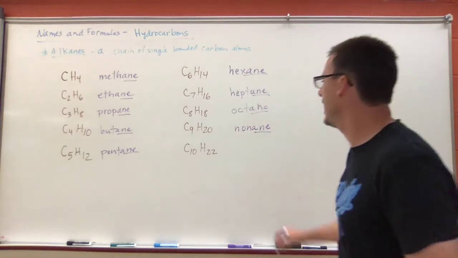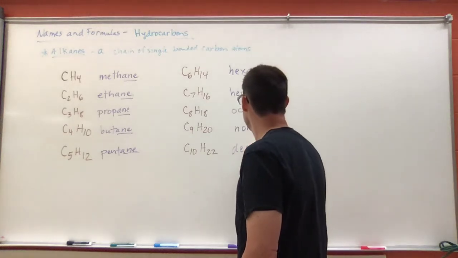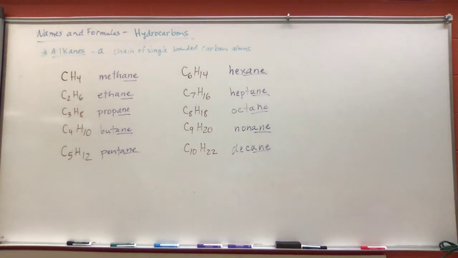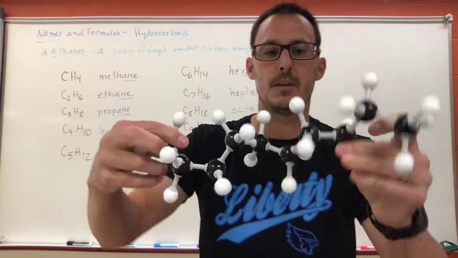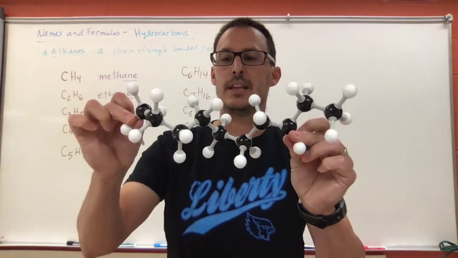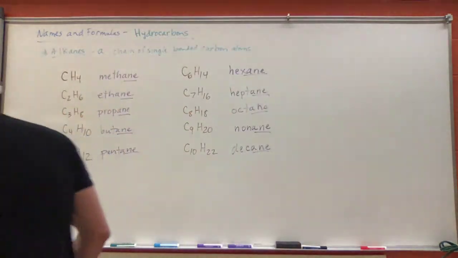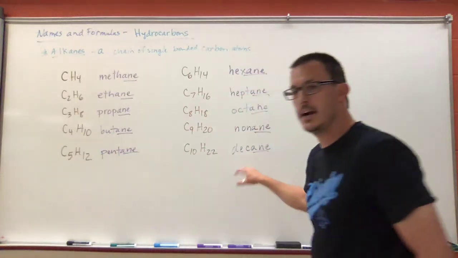Nonane. And then the last one, deca, is our prefix, so we use decane. That is a series of 10 carbons. Let me see if I can hook this together for you real quickly and show you all 10 of them connected. It's kind of a longer molecule. Here we go. So 10 carbons linked together with as many hydrogens as possible around it. 10 carbons, and in this case, it has 22 hydrogens attached.